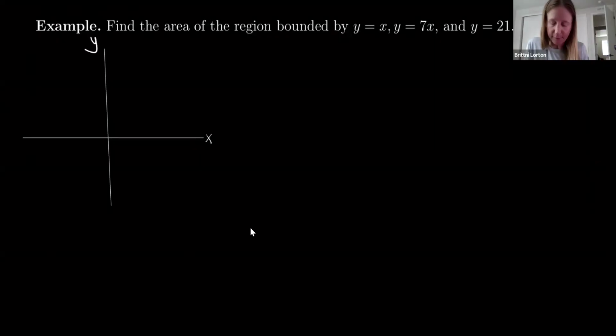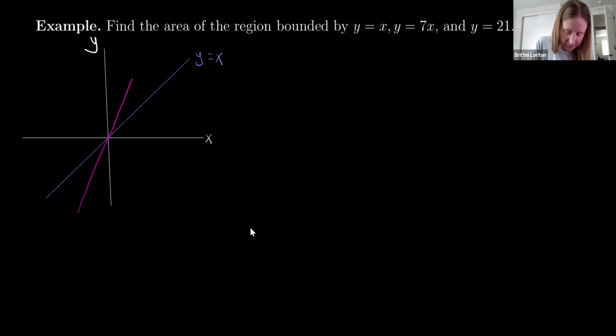Find the area of the region bounded by y equals x. That's a pretty easy one. I bet we can do that without our graphing calculator, but there's my y equals x. And I also have y equals 7x, which is a straight line that's just a bit steeper. So here's my y equals 7x, and it looks like I have another one, y equals 21. Remember, y equals a number is a horizontal line. And I'm going to shade in the region that's bounded by all 3 of those. Sorry about that. Bounded by all 3.